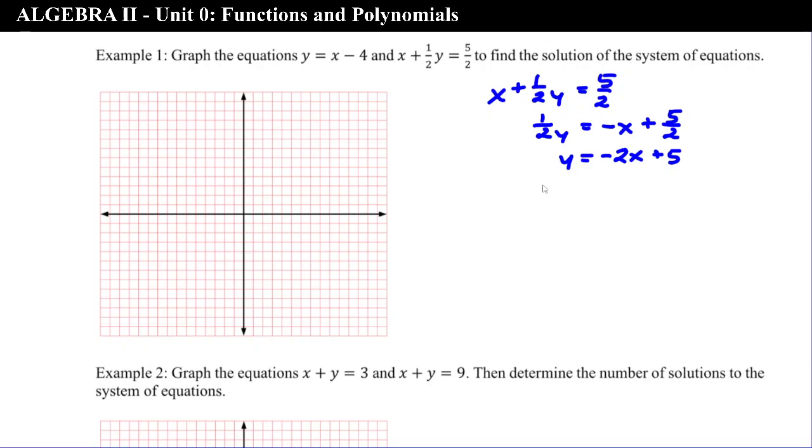We can use these two equations to create our graphs. So let's do that. In the first equation, our y-intercept is negative 4. So we're going to come down here, 1, 2, 3, 4, down on the y-axis. And then on the slope, we have 1, which means we're going to be going diagonally through all of the boxes on our grid. And so our graph is going to look like this.